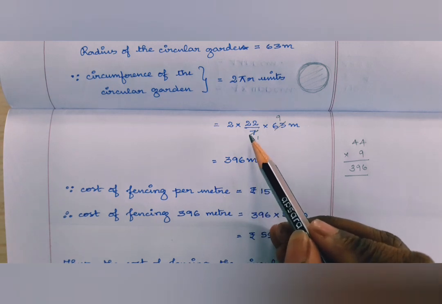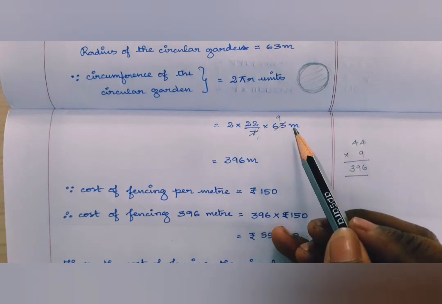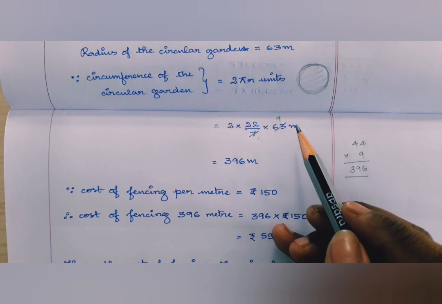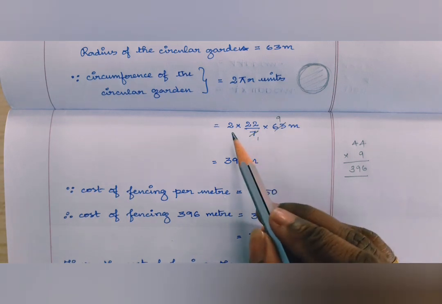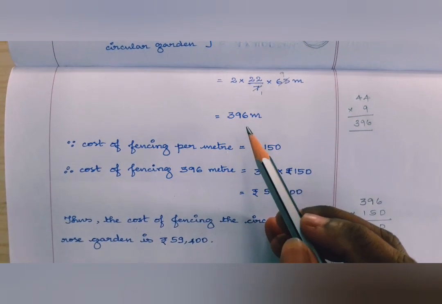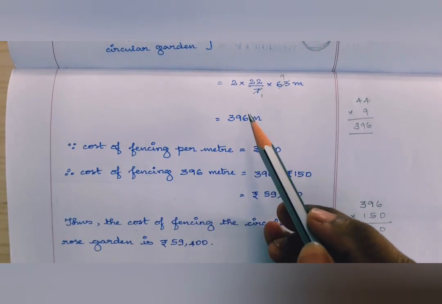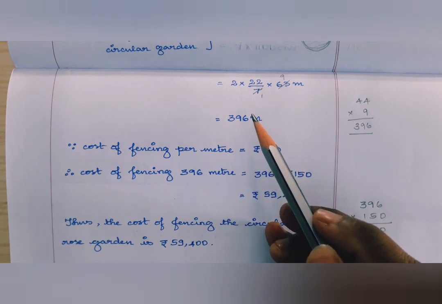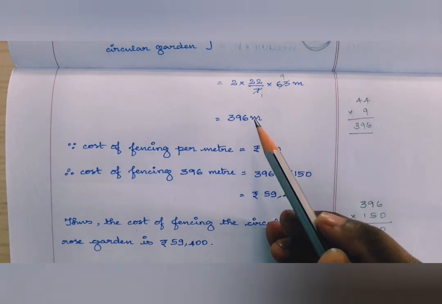Which is equal to 2 into 22 by 7 into 63 meter. 1 7 is 7, 9 7s are 63. 22 into 2 is 44. 44 into 9 is 396 meter. So the circumference of the circular garden we got is 396 meter.